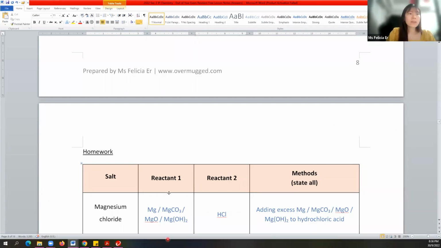This method, why is it not adding insoluble base to acid? Okay, so first, it is one that adds excess of the base. Base is a metal oxide or metal hydroxide. So Ethan, yes, it is adding insoluble base to acid. Yes, it is also adding carbonate to acid.